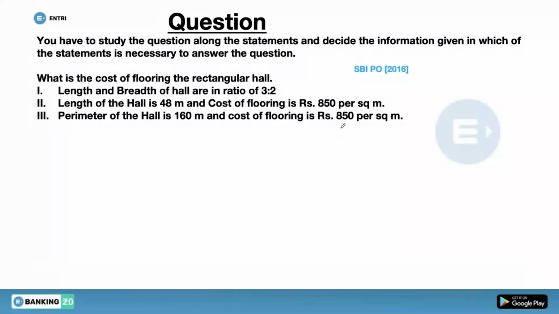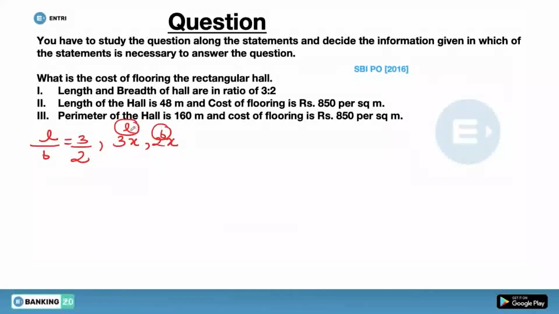See, according to the first part, I am given that the length and the breadth of the hall are in the ratio 3:2. That means L upon B is equal to 3 by 2. And if I take it as x, that means the length is 3x and the breadth is 2x. This is clear?